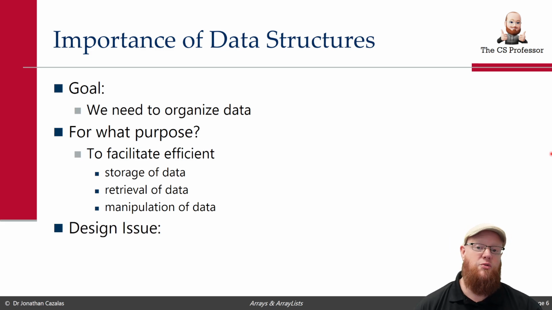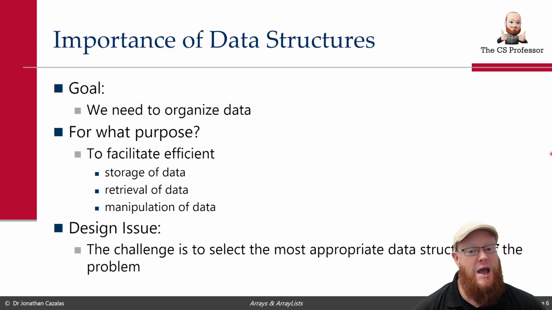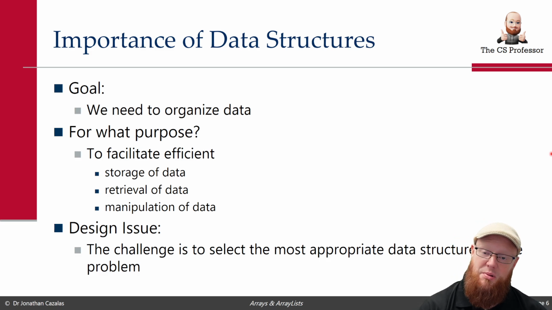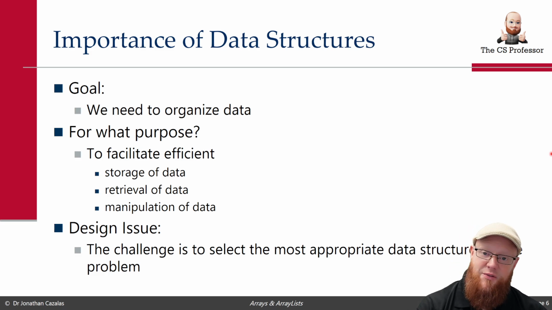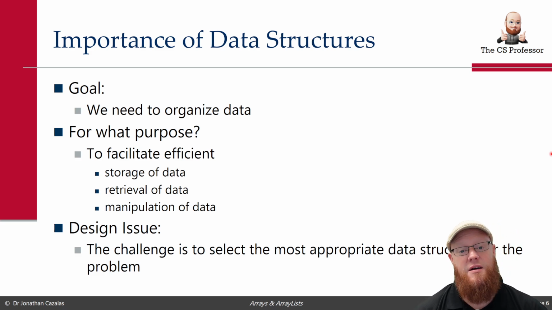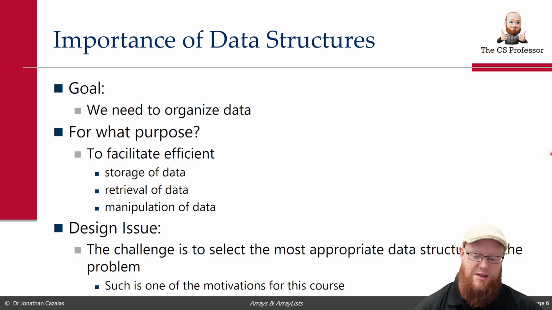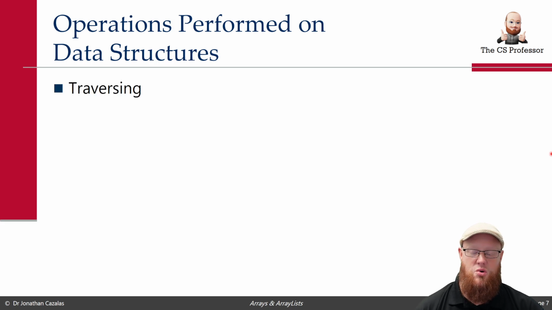And so now we're left with a design issue. The challenge is to select the appropriate data structure for the given problem. Not every data structure is applicable for a given problem. You choose one data structure, and then it may be super slow, and you all of a sudden select a different data structure, and now you have the efficiency that you are seeking after. This is a major motivation in this course.